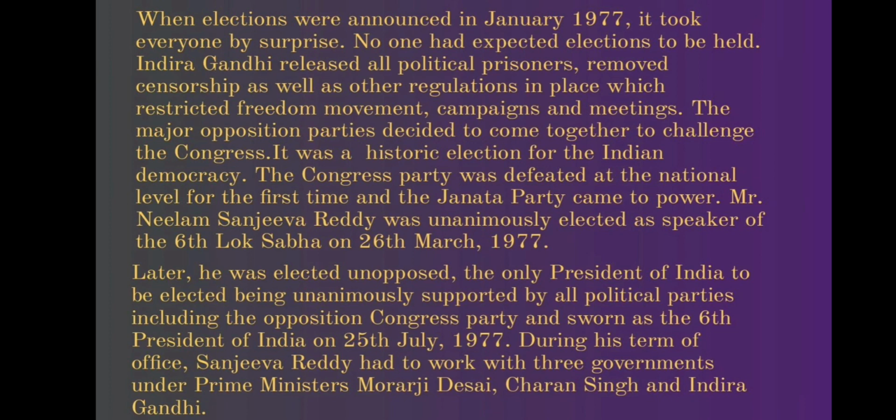It was a historic election for the Indian democracy. The Congress party was defeated at the national level for the first time, and the Janata Party came to power. Now, in the history of Indian democracy, in the year 1977, in this election, the Congress Party was defeated, and for the first time at the national level, the Janata Party came to power.